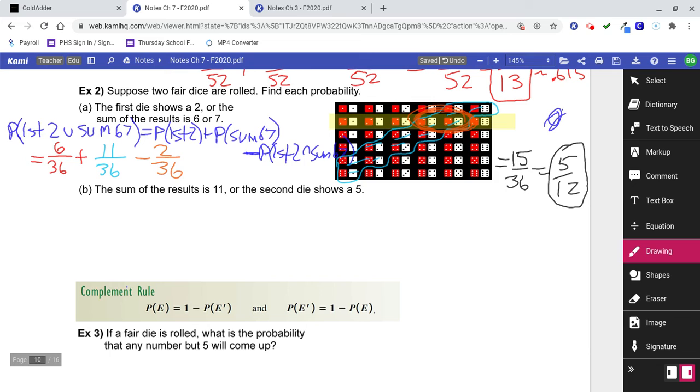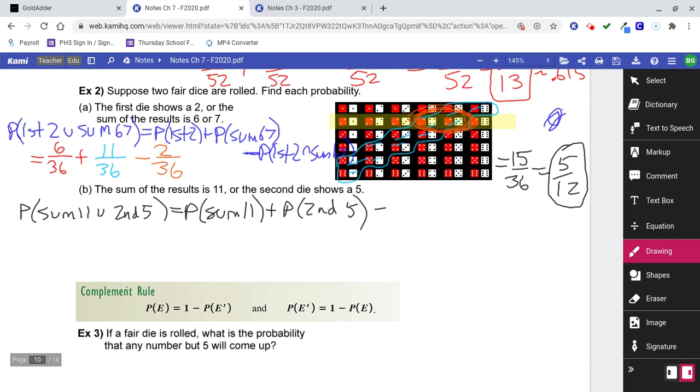B, the sum of the results is 11 or the second die shows a 5. Probability the sum is 11 or the second one is a 5. So the union rule is just going to say probability that the sum is 11 plus the probability that the second one is 5, minus the probability that both of those things happen: the sum is 11 and the second one is 5.